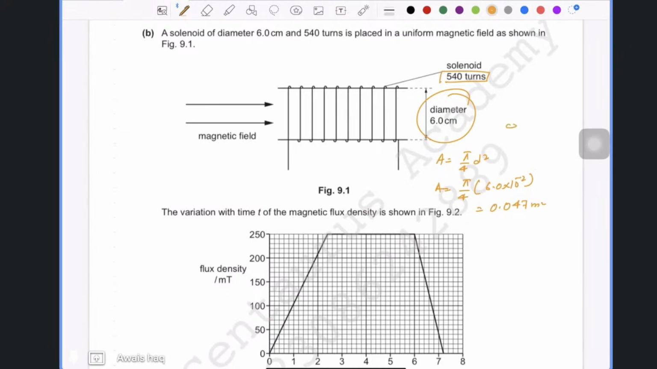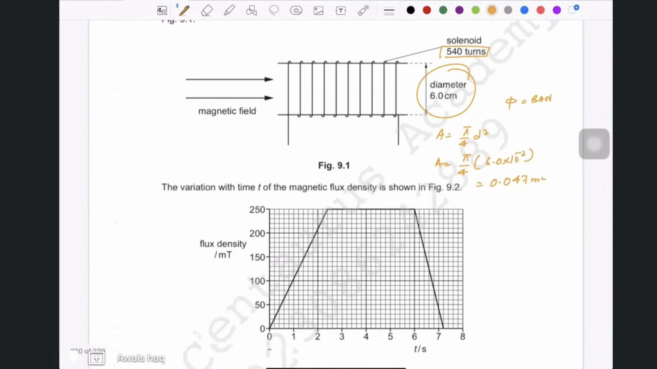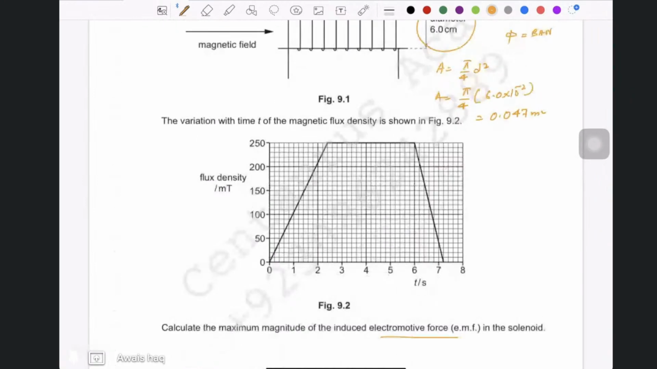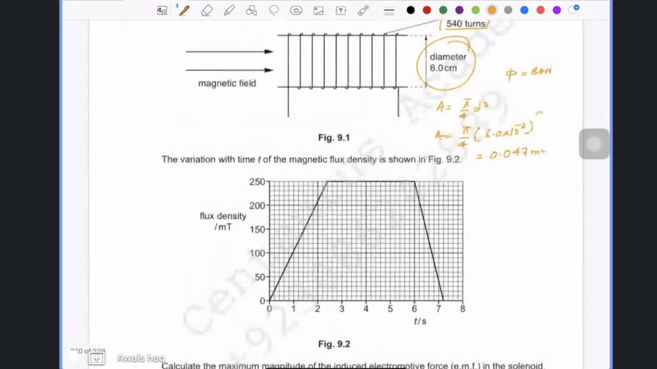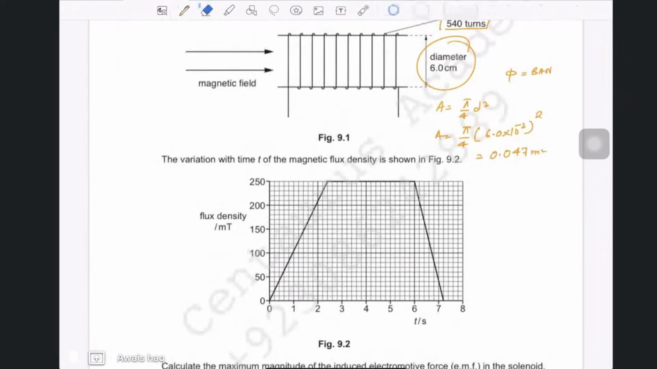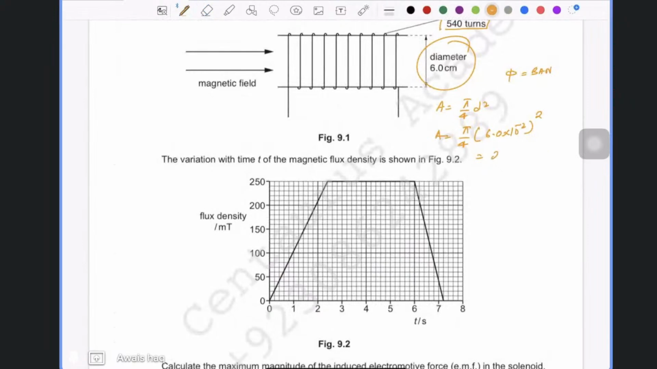Then what do we have? We need to find BAN. So we have the turns and we need to find the flux density. With respect to d square, the only unit is meter. Was it d square, right? Yes, d square. Did you square it? So then the answer is 2.83 times 10 to the power of negative 3.